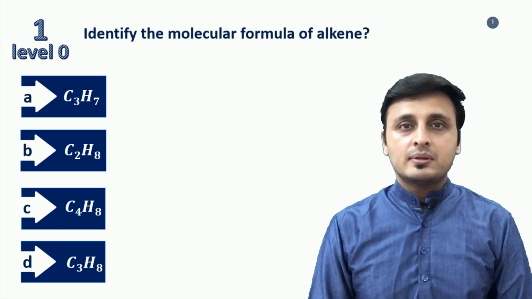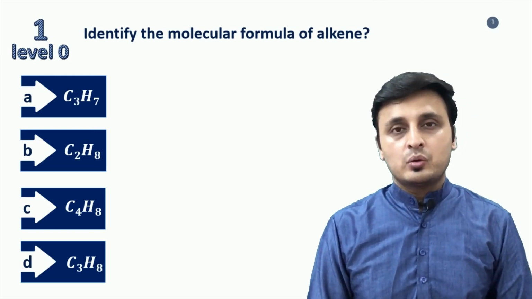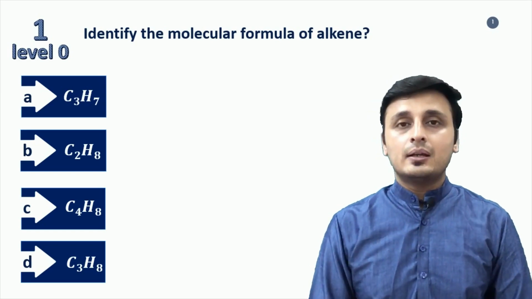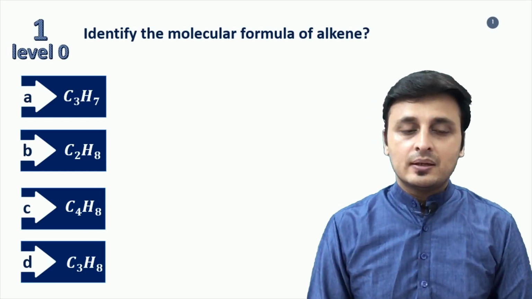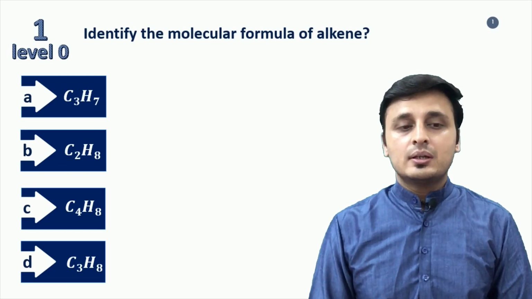Whatever number of carbons are present, double the number of hydrogens are present, and that is the correct formula of alkene. So the correct answer to this question is option C, that is C4H8.